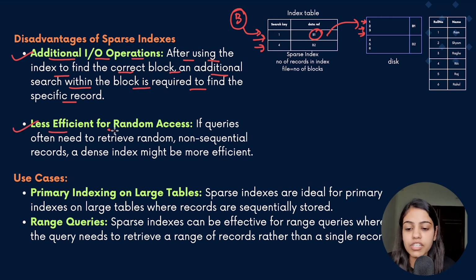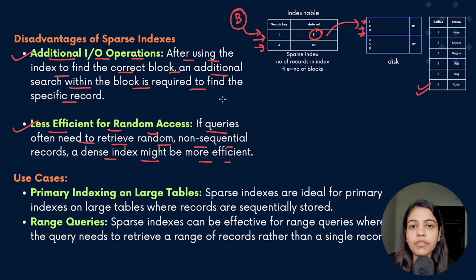Now the second thing is that it is less efficient for random access. If queries often need to retrieve random non-sequential records, a dense index might be more efficient. Whenever we want to search a set of unordered data, we use dense indexes. Sparse indexes can't be used there, because a sparse index generally works on an ordered set of data, since we only provide an entry for the first element in our block. So we can't handle any non-sequential or non-ordered data. For that we use the dense index, because a dense index has an entry for each and every record in the table. In that case, we can do random access for any particular data item.